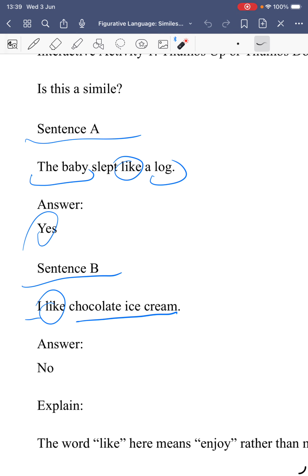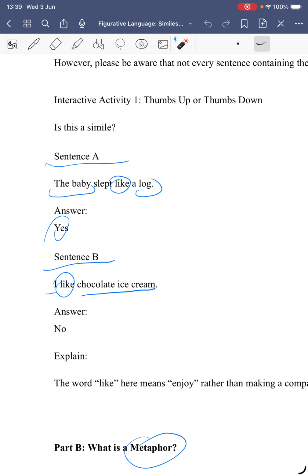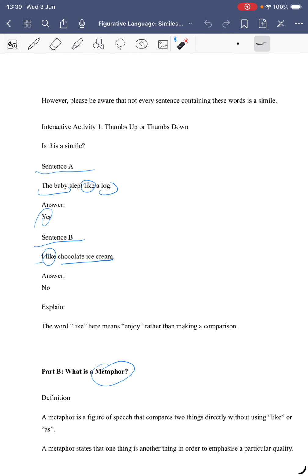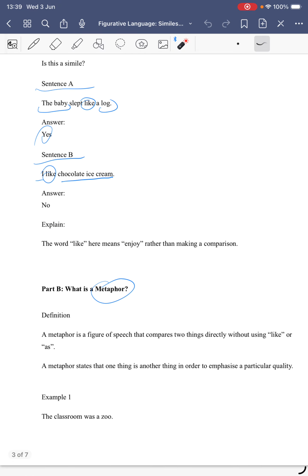In the second one, I like chocolate ice cream. Some of you might say, oh, there's a comparing word like, so it is. Well, unfortunately, the answer here is no, because I'm using the word like just to mean enjoy. I literally enjoy chocolate ice cream. So in this case, it is not a simile.